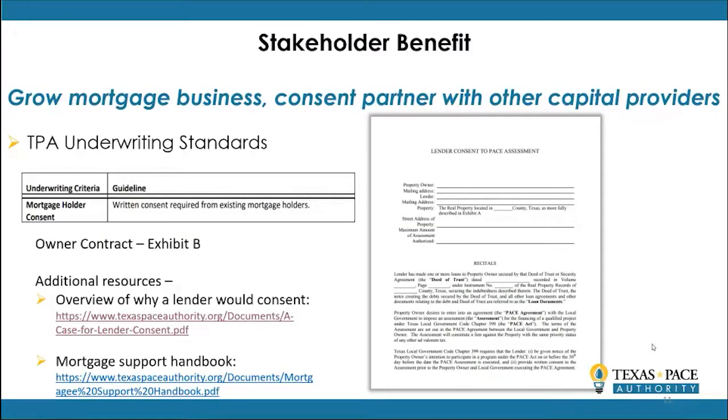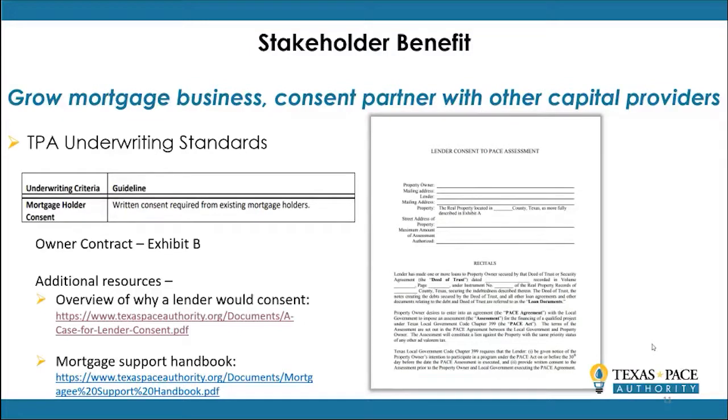As mentioned, all of the stakeholders benefit, including mortgage holders. On this page, we have an example of lender consent, which is a requirement of the program. Part of the Texas PACE process is sign off by the lender that the PACE assessment can take senior lien status. Now note that Texas PACE is non-escalating and non-recourse.